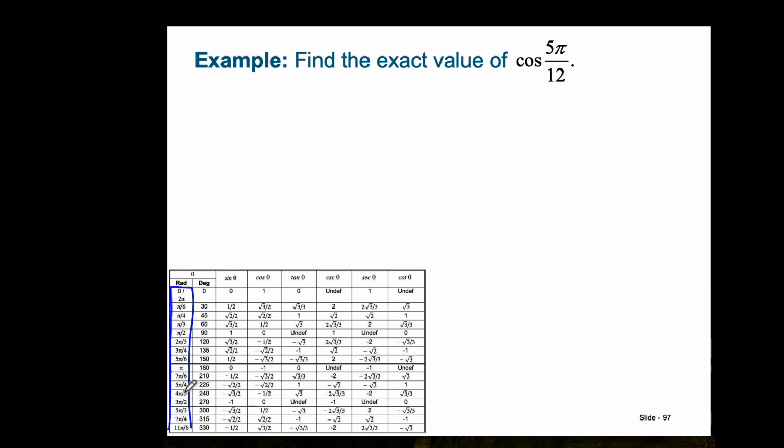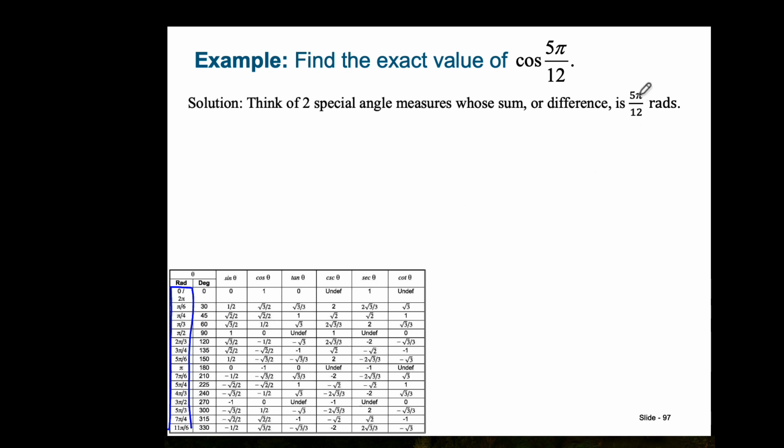So what we can do instead is think of two special angle measures whose sum or difference is 5 pi over 12 radians. All right, so coming over here, try to choose two of these from this column here. Choose two whose sum or difference is 5 pi over 12. Pause the video and try that now.